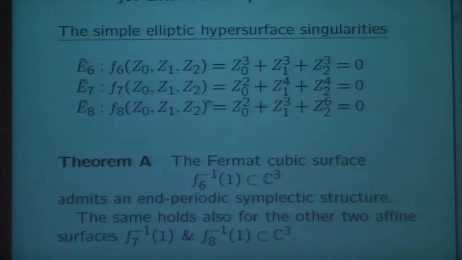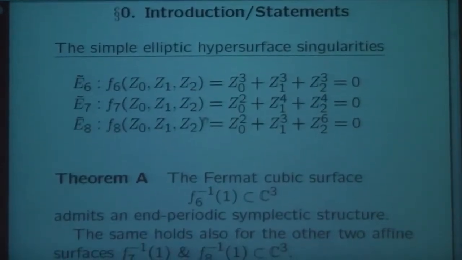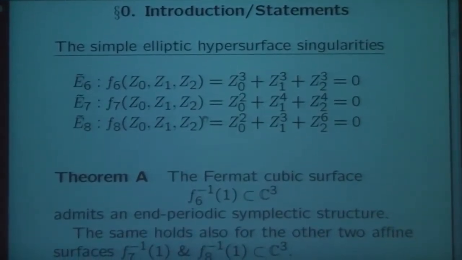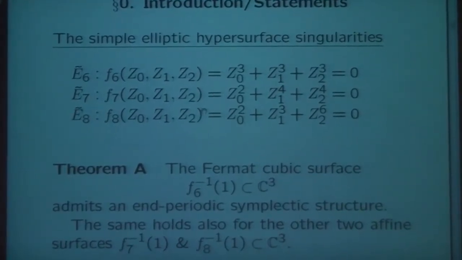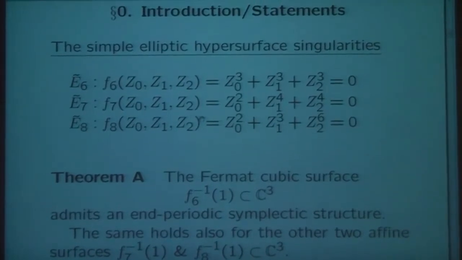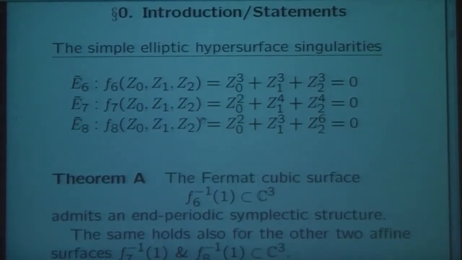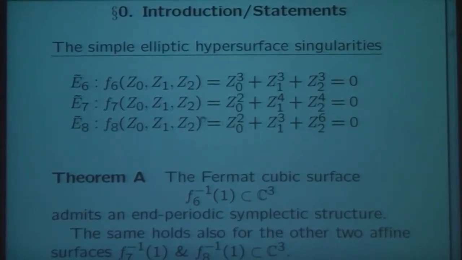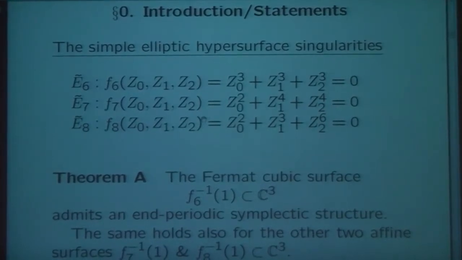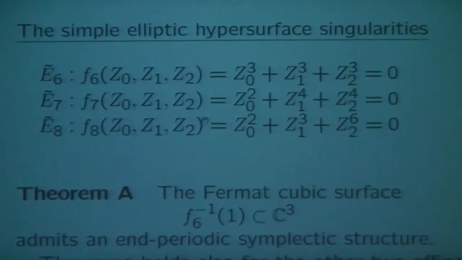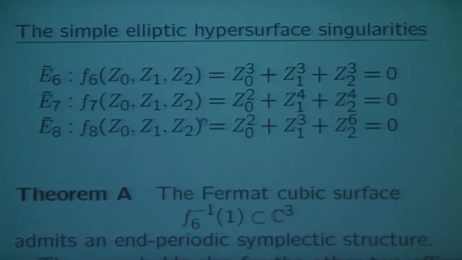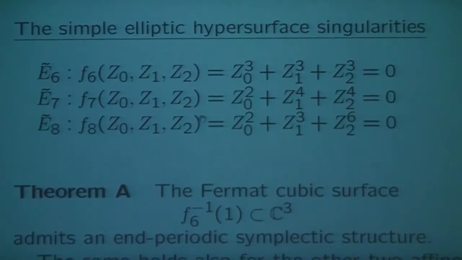So first I will state the result. So here are three well-known kinds of polynomials. They are defined in 3 complex variables, and they define an isolated singularity at the origin. And the first one is a third order homogeneous polynomial. The other 2 are also.